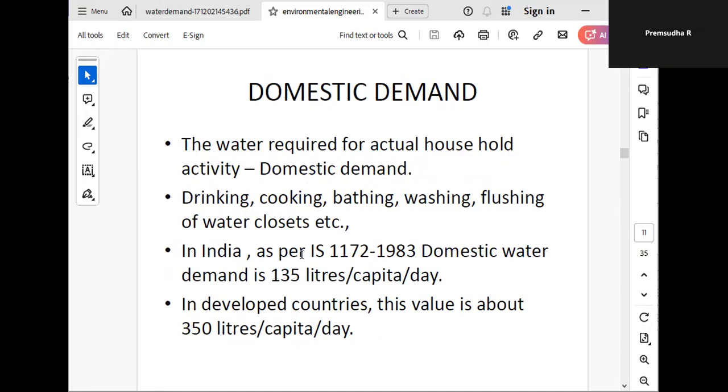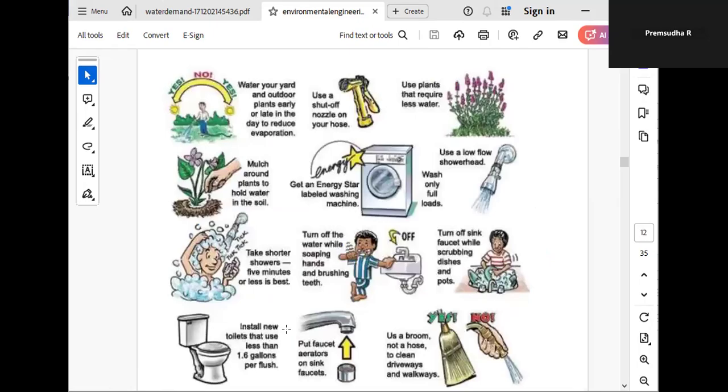In India, as per IS 1172-1983, the domestic water required for one person is 135 liters per capita per day for developing countries. In developed countries, this value is 350 liters per capita per day. So for developing countries, one person requires 135 liters per day. In developed countries, 350 liters per capita per day. See here, you can see the picture. It's showing the man who requires water.